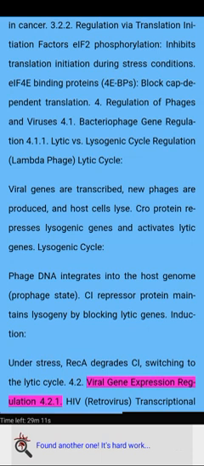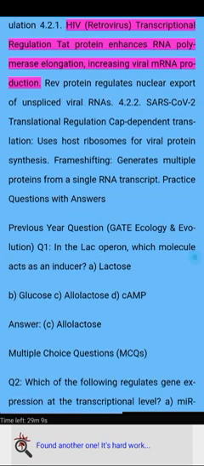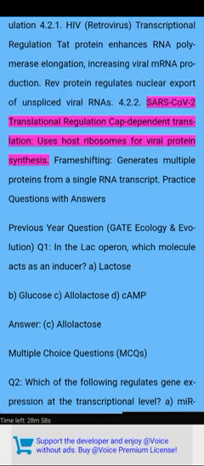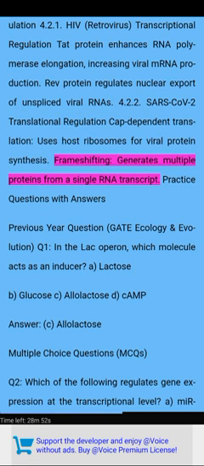4.2. Viral gene expression regulation. 4.2.1. HIV retrovirus transcriptional regulation. Tat protein enhances RNA polymerase elongation, increasing viral mRNA production. Rev protein regulates nuclear export of unspliced viral RNAs. 4.2.2. SARS-CoV-2 translational regulation. Cap-dependent translation uses host ribosomes for viral protein synthesis. Frameshifting generates multiple proteins from a single RNA transcript.